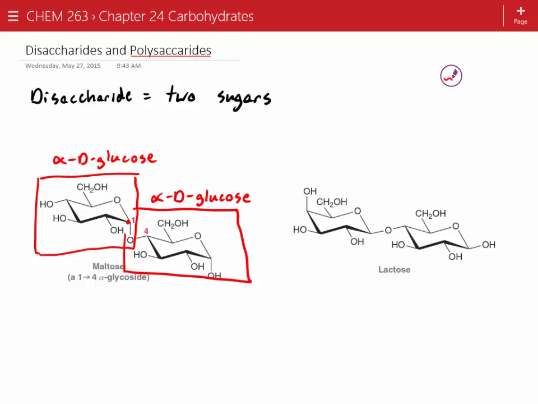And the interesting thing with this second glucose, the one on the right, is that this can ring open and act as an aldehyde. So we can basically say this can ring open to an aldehyde. The other anomeric carbon on that second sugar to the left cannot ring open, therefore we can only do chemistry, at least carbonyl chemistry, on that anomeric carbon.